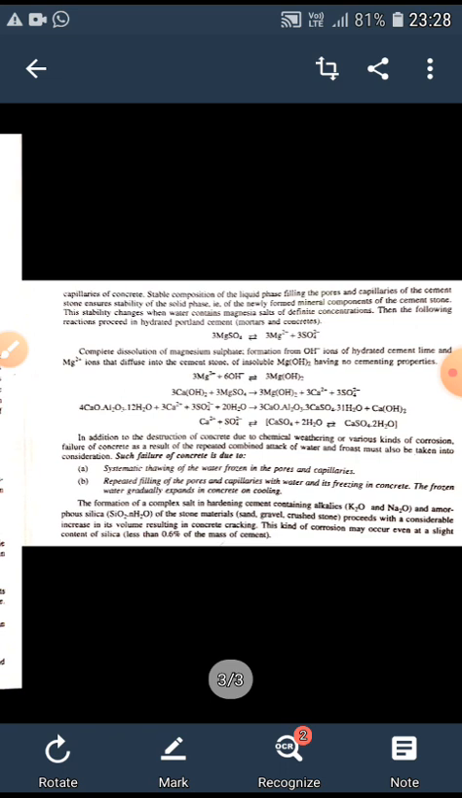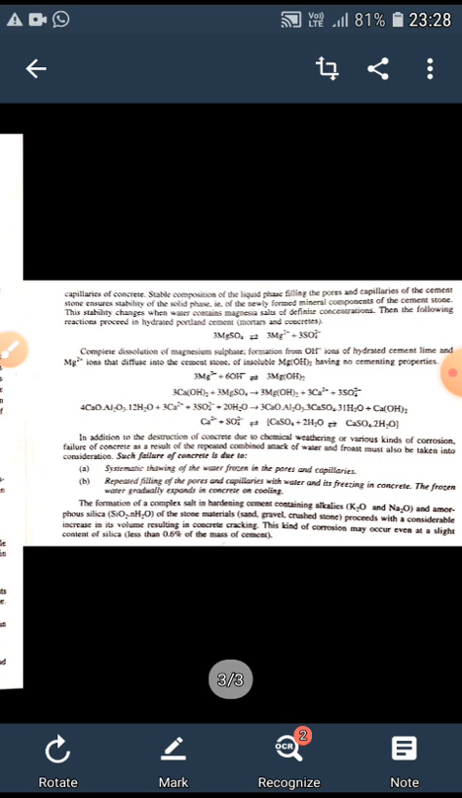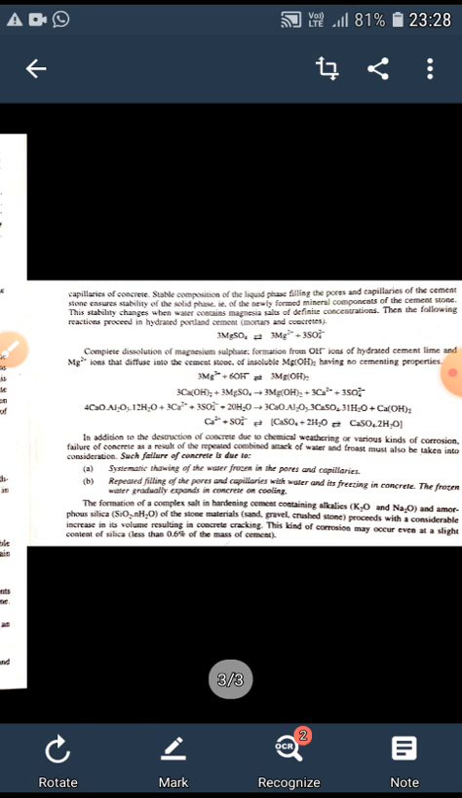Calcium aluminate reacts with calcium ions and sulfate ions and water to form again a complex compound, 3CaO·Al2O3·3CaSO4·31H2O, and calcium hydroxide. Calcium ions and sulfate ions in a reversible manner react to form calcium sulfate and water.